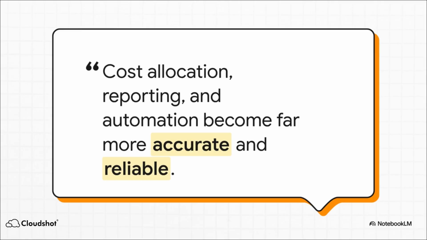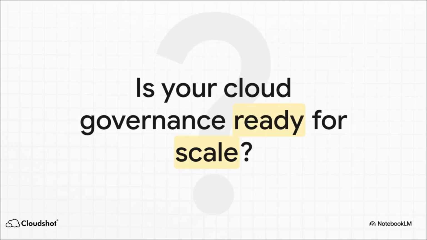Look, the most crucial takeaway is this. When your tags are right, everything that relies on them, and I mean everything, cost allocation, financial reporting, your security automation, all of it becomes way more accurate and reliable. You can finally trust the data that's driving your most important business decisions. And that really brings us to the final question, the one you need to ask yourself. When you look at your own processes, how you're managing tags across thousands of resources right now, is your cloud governance truly ready for that kind of scale?